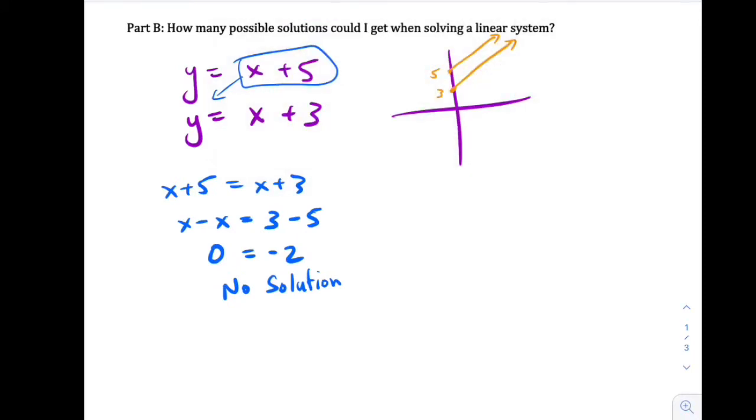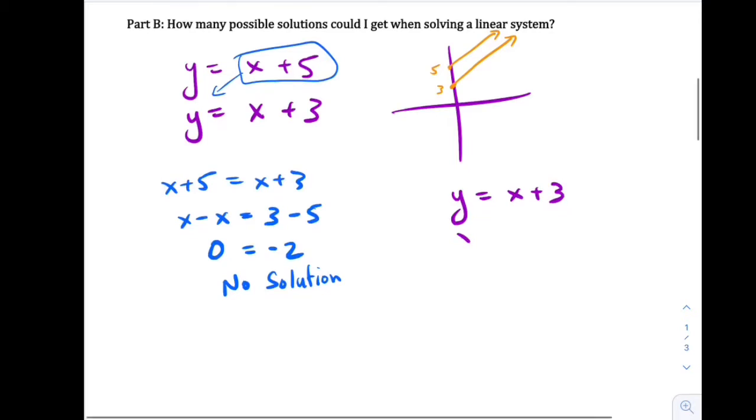And what happens in a case where there's an infinite amount of solutions? So we have the exact same line. So let's suppose we have y is equal to x plus 3, and the other is y is equal to x plus 3, right? The exact same line. If I was to graph it, it would be one line on top of the other. This has an infinite amount of solutions.